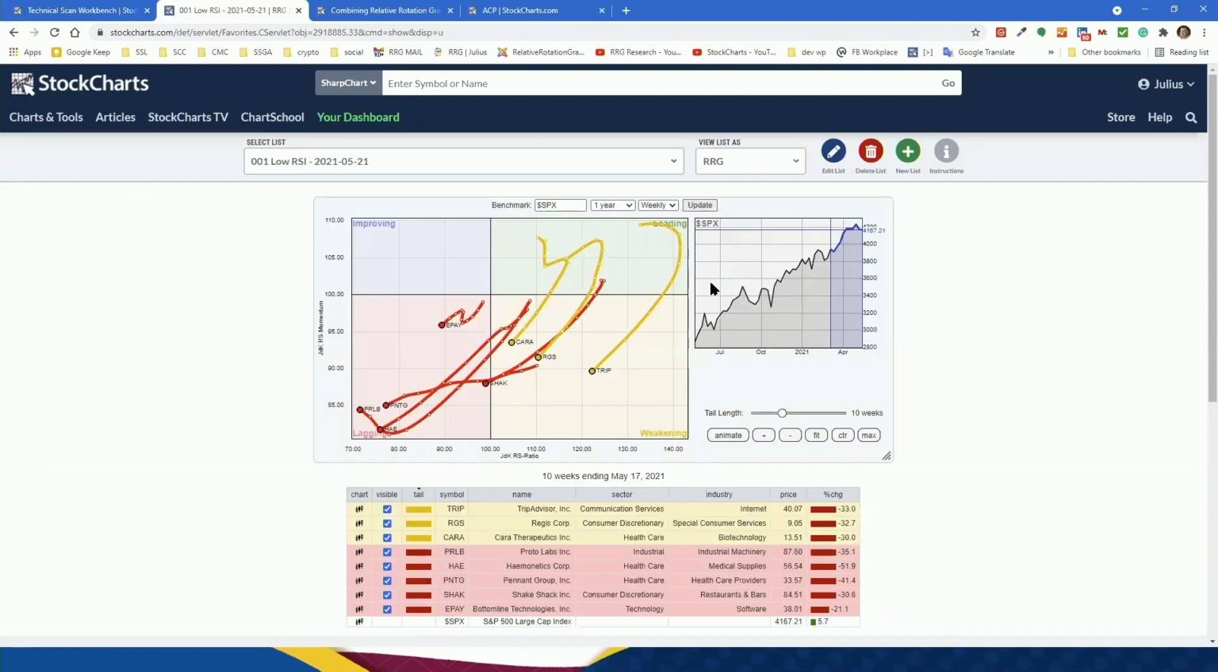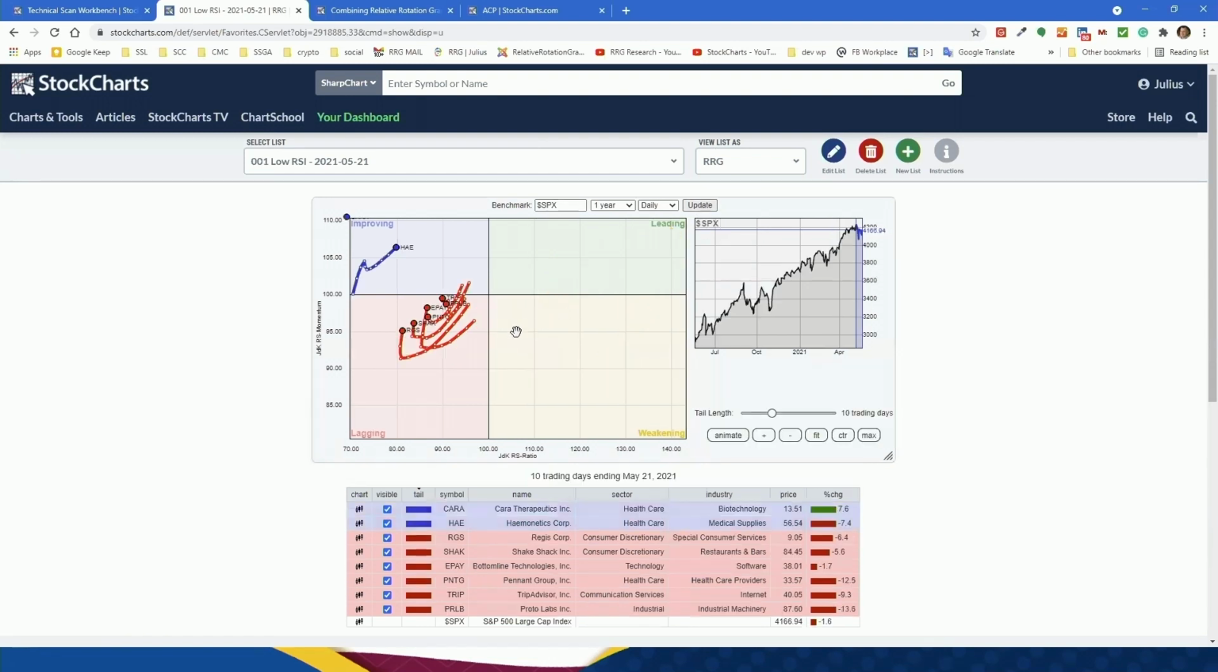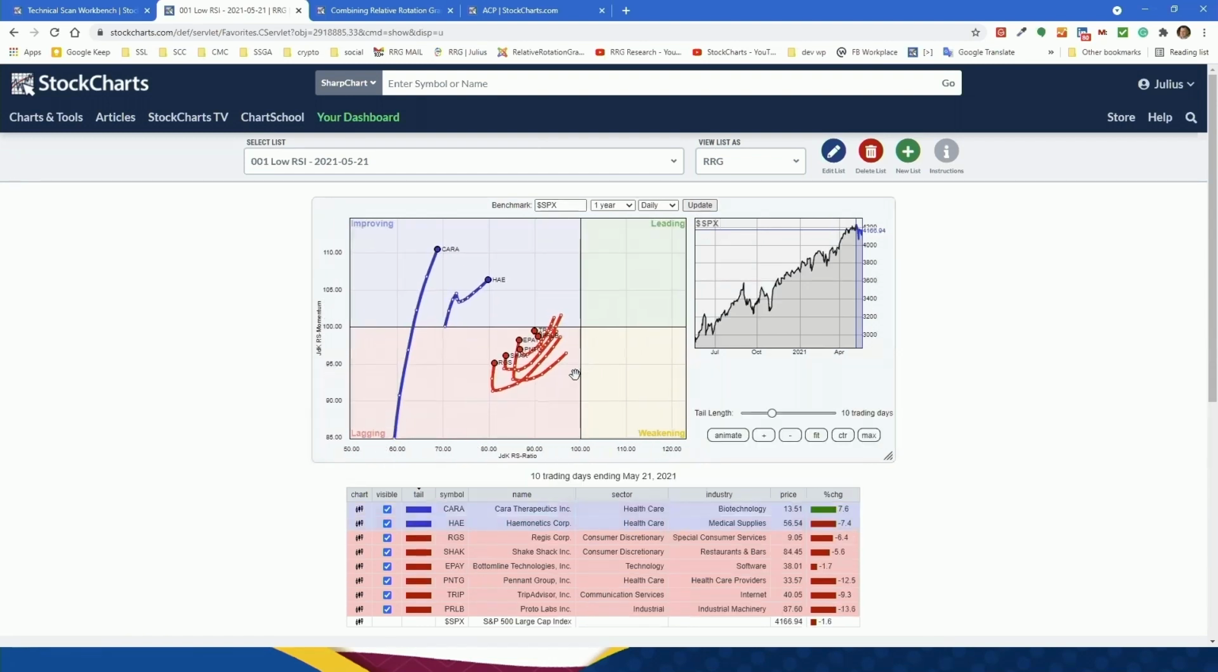And here you have the results of my scan on an RRG. Now remind you, the scan is using daily data, and we're looking here at a weekly RRG. So to be fair, let's move that to a daily RRG, and we use the S&P 500 as the benchmark. Update it, and here's your result. Interpreting it really quickly, I see two stocks that have my interest. It's Cara and HAE.